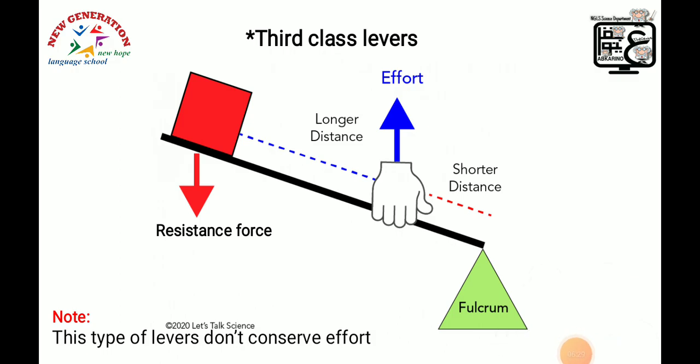Notes: the effort force and the resistance force are measured in Newton. The force arm and the resistance arm are measured in meter or centimeter. The factors that determine the values of force and resistance are the force arm and the resistance arm.